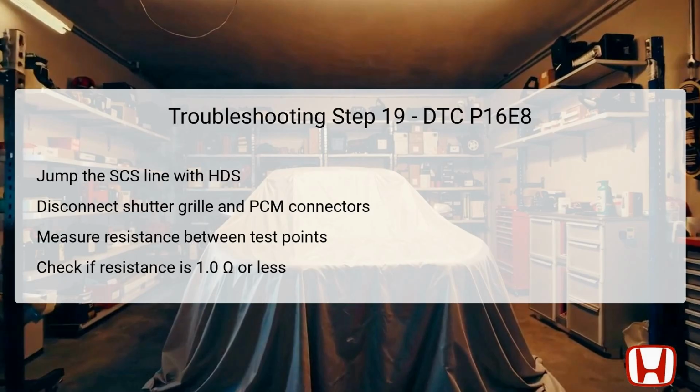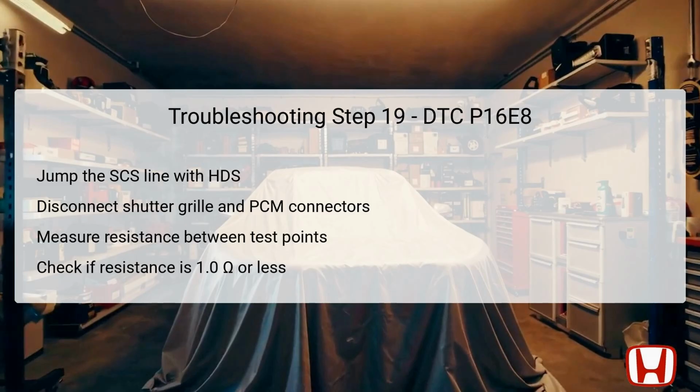Step 19 proceeds similarly, targeting open wire checks. The SCS line is jumped with the HDS as part of the preliminary setup for continuity testing. Necessary disconnections include both shutter grille 4P connectors and PCM connector A, enabling a thorough examination of the circuit across the relevant terminals.